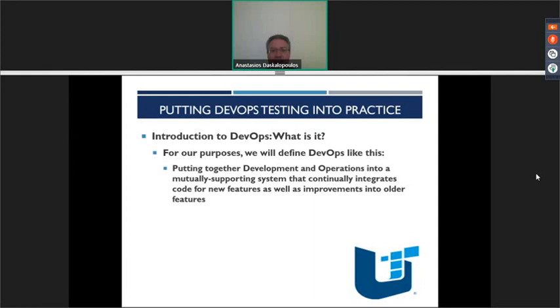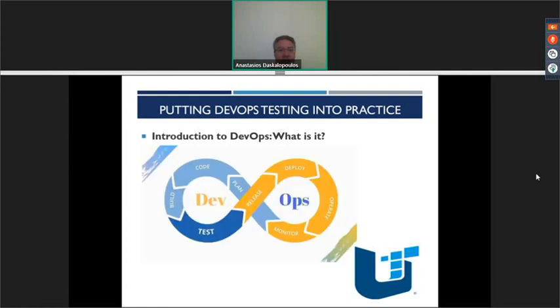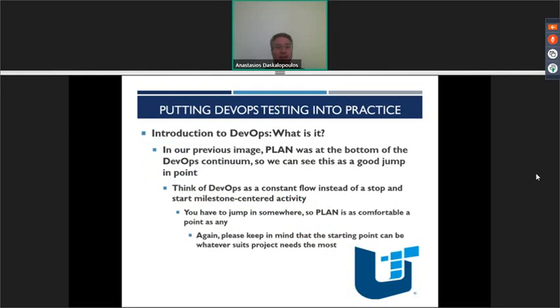So again, where do we start in this DevOps continuum? You can start anywhere, depending on the needs of the project and the needs of the system under development, under test. The suggested place to start is where it says plan. You see where plan is at the bottom. It's underneath release, and this is a good starting point where you can just start planning everything. Everything really should begin with a plan of some kind after you observe the system and see where you are.